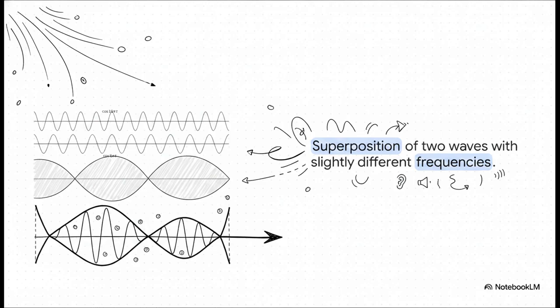When the crests of the two top waves coincide, they actually add up to a strong, amplified wave. But as time goes on, the faster wave pulls ahead of the slower one. Soon enough, the crest of one aligns with the trough of the other, and they practically cancel each other out, dropping the sound almost to zero. This creates that sweeping, pulsing dotted envelope you see outlining the bottom wave.